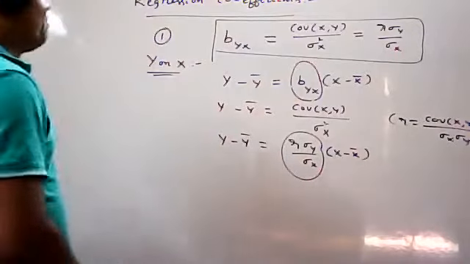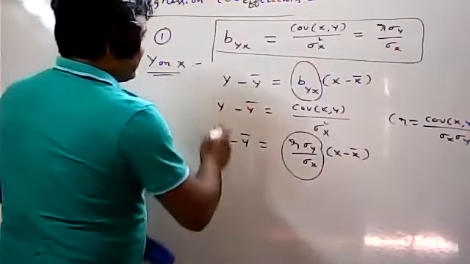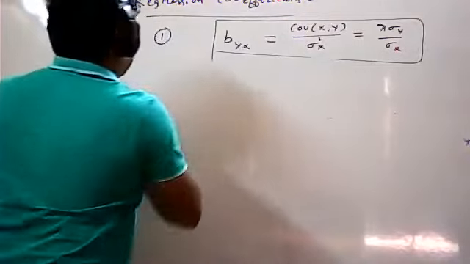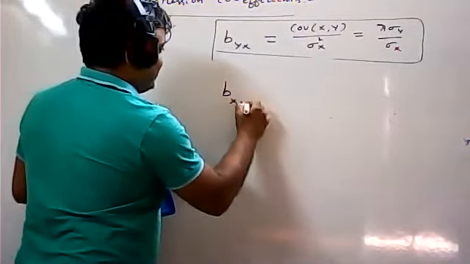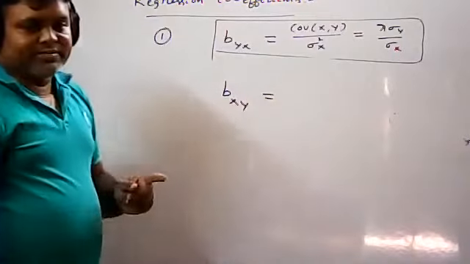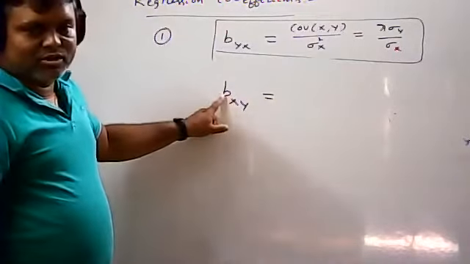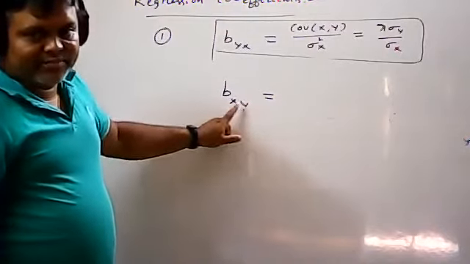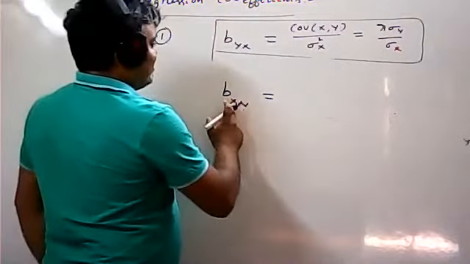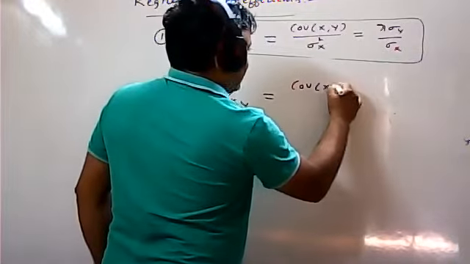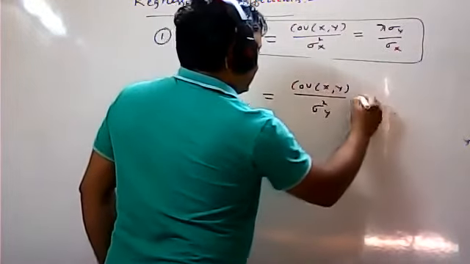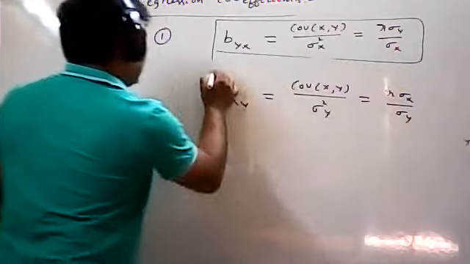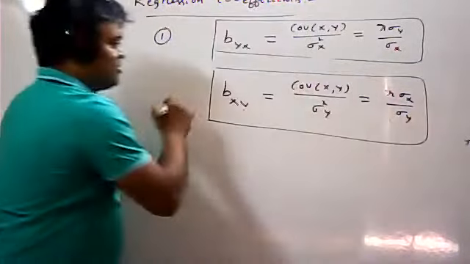Similarly, the regression coefficient of x on y. The regression coefficient of x on y is denoted by bxy. What is the regression coefficient of x on y? The slope of the regression line of x on y is called the regression coefficient of x on y, and it is given by bxy equal to covariance of x comma y by sigma square y. That means you will get r sigma x by sigma y. So these are the definitions of regression coefficients.